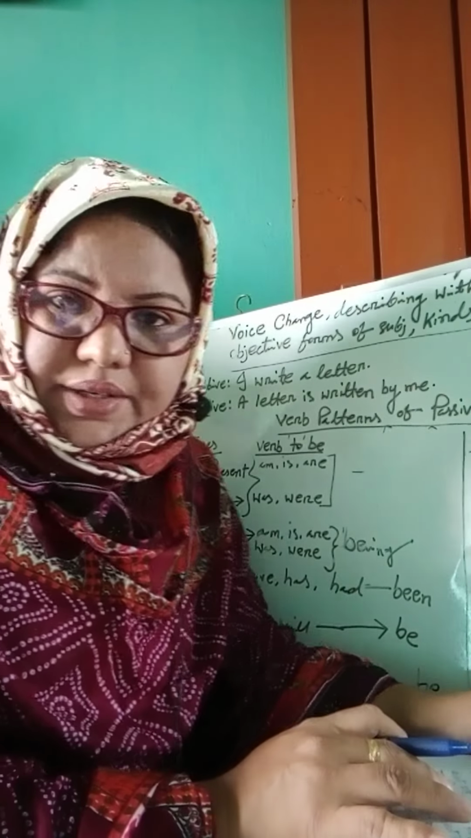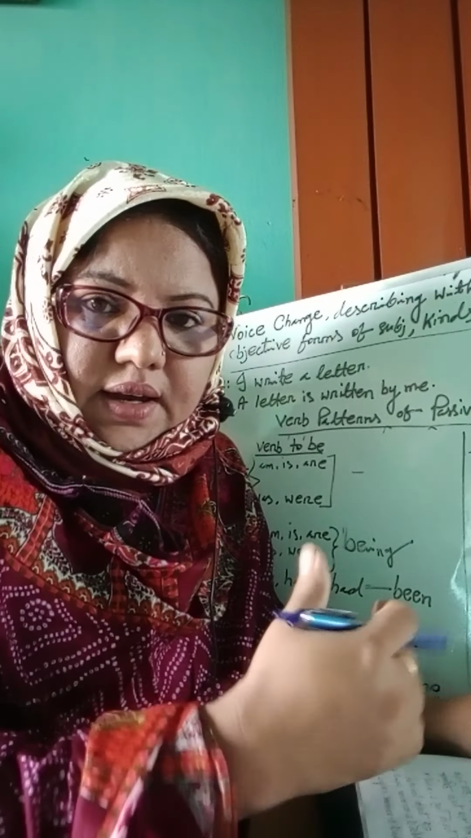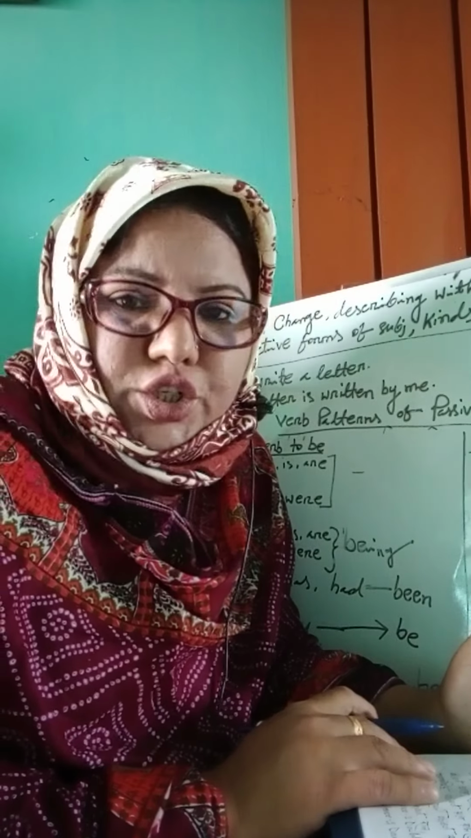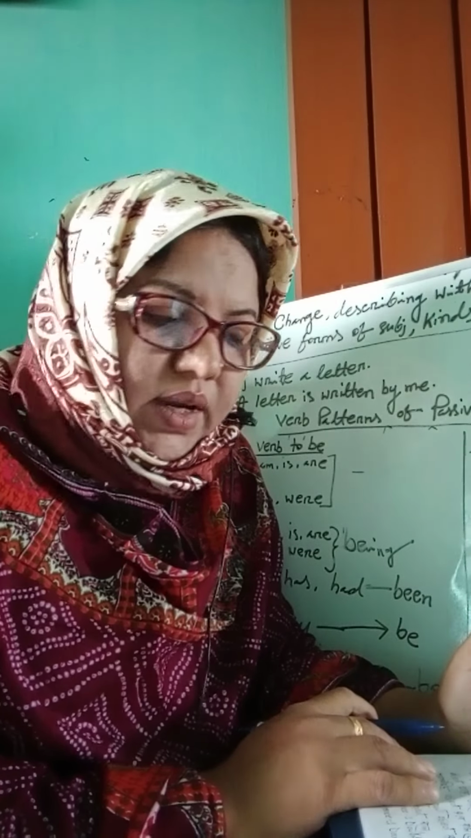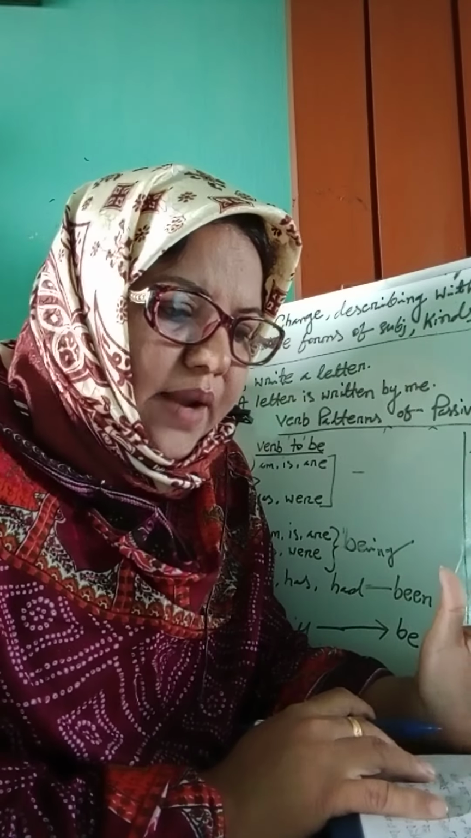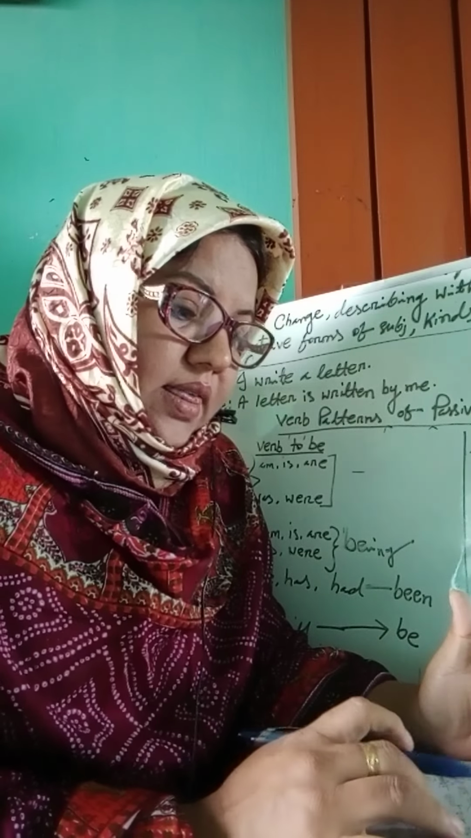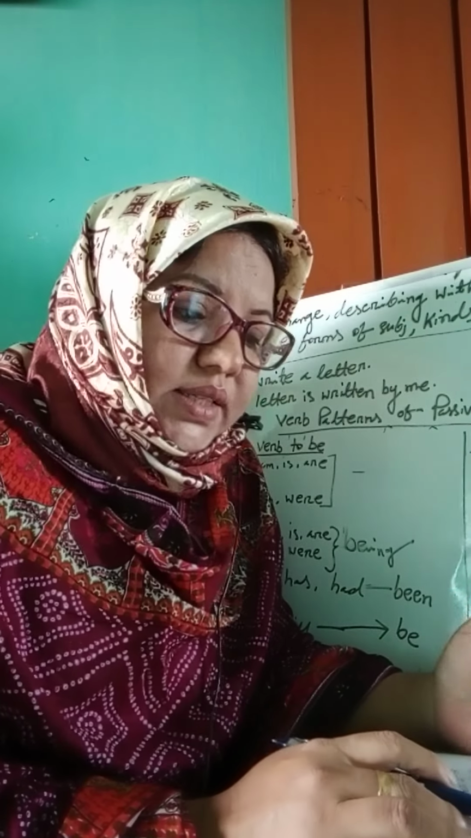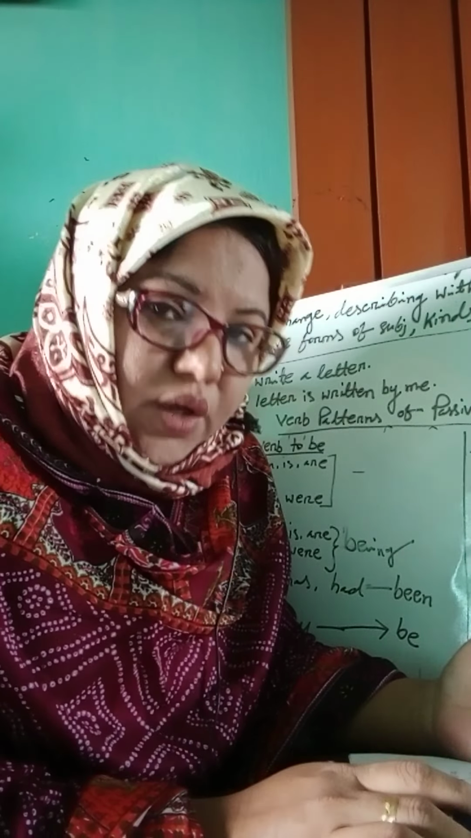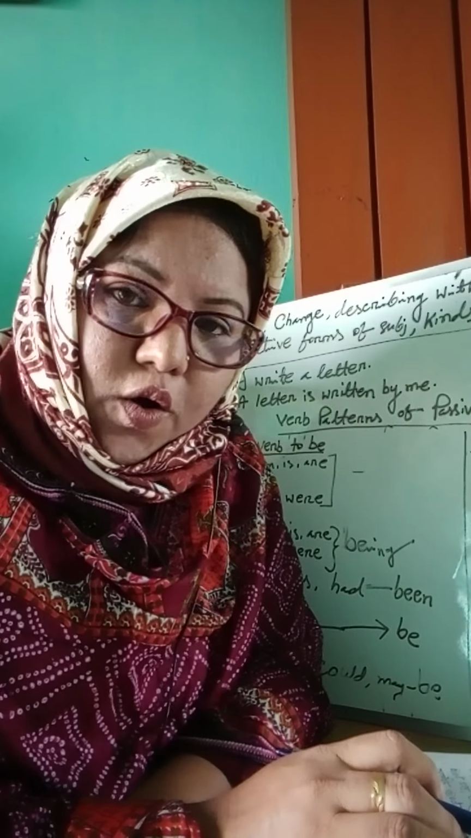And another thing for passive voice or for changing active into passive is that there are some verbs with two objects. Okay, in such cases any object can be changed into subject and the other is retained as an object. So this type of object is called retained object.